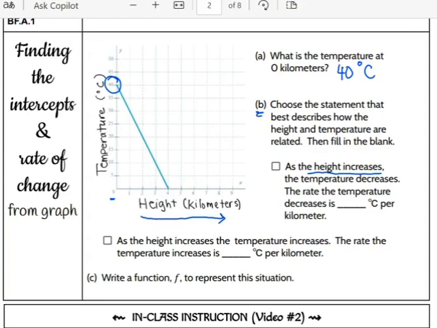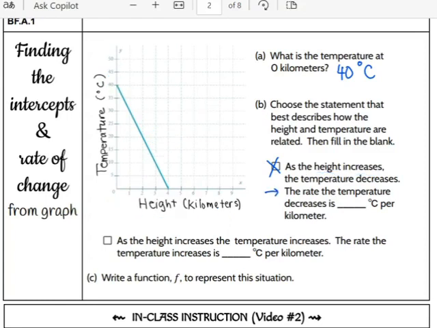So as I'm looking here, as my height, my numbers are going up, what's happening to the y values? Well, the y values are going down. So as the height increases, the temperature decreases. This is a true statement. The other one says as the height increases, the temperature increases. Well, that would be a graph more like this, with a positive slope.